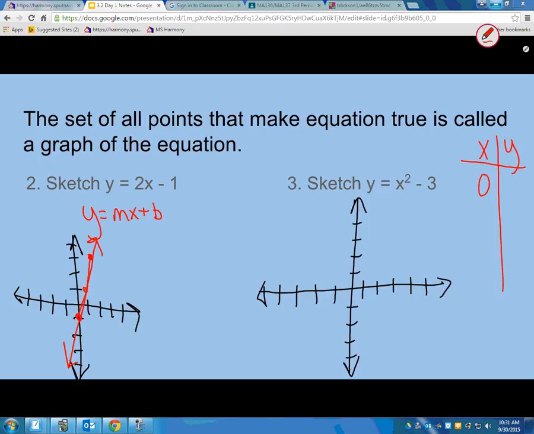If I picked 0 for x, what would I get for y? -3. If I picked 1 for x, what would I get for y? 1 minus 3 is -2. If I picked -1 for x, what would I get for y? Oh, -2 again, because -1 squared is still +1. And the shape is a parabola.